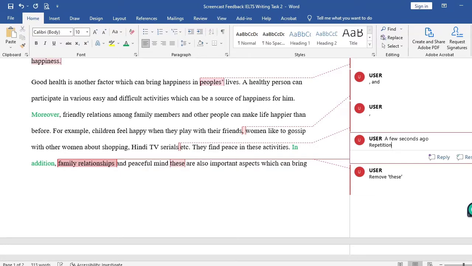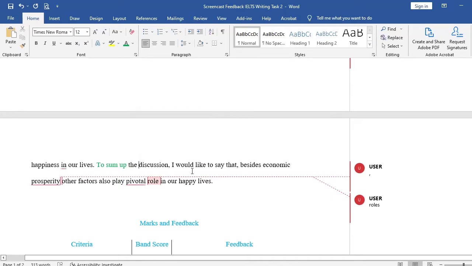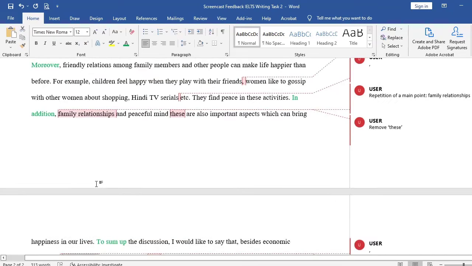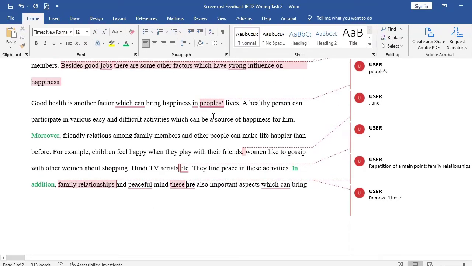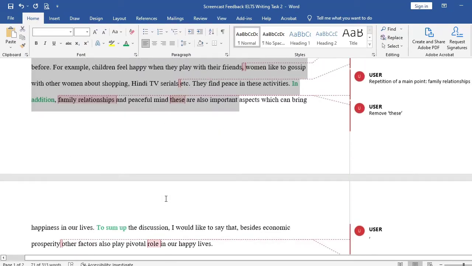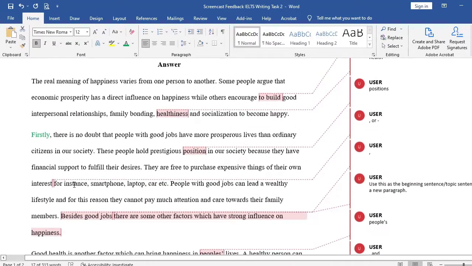Repetition of a main point, which was about family relationships. Okay. To sum up the discussion, I would like to say that besides economic prosperity, there are other factors, right? 3 factors. One factor was family relationships, another factor was peaceful mind, another factor was health. So she talked about 3 pivotal things, besides money, that relate to happiness, right?